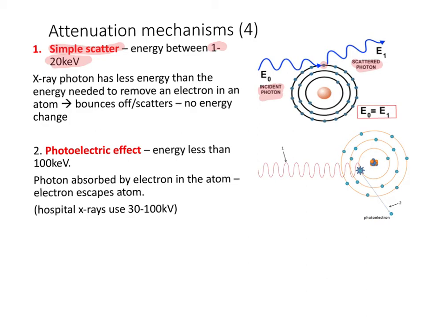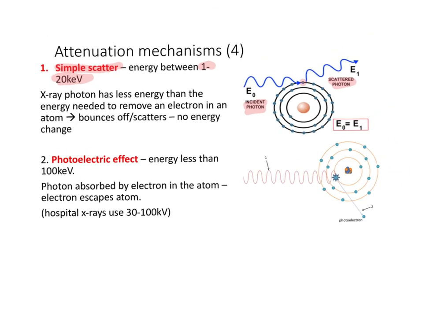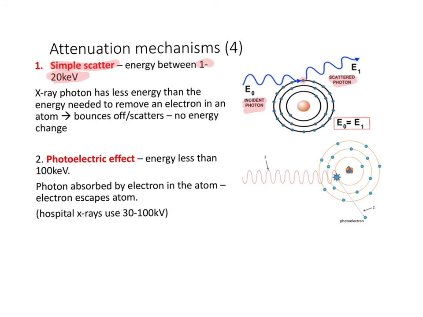The second attenuation mechanism is actually the one that is used in hospitals, because the energy of the photons is less than 100 kilo electron volts, and hospital X-rays use 30 to 100 kilovolts potential difference. This is what you have mostly taking place when you have an X-ray in a hospital. So the energy of a photon will be less than 100 kilo electron volts. And what you see here is an X-ray photon.